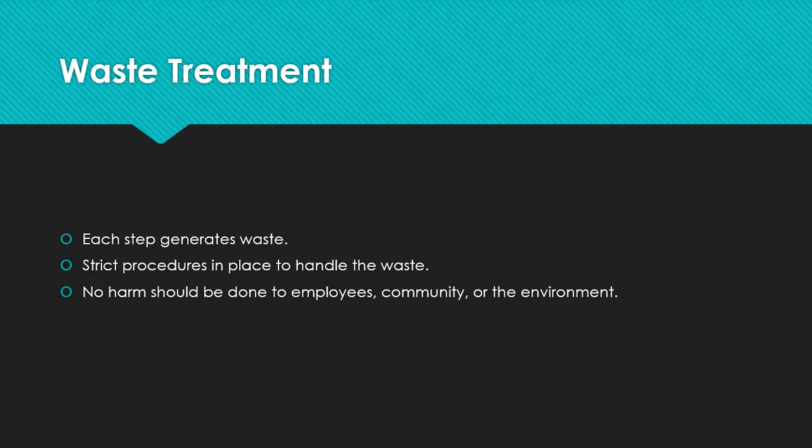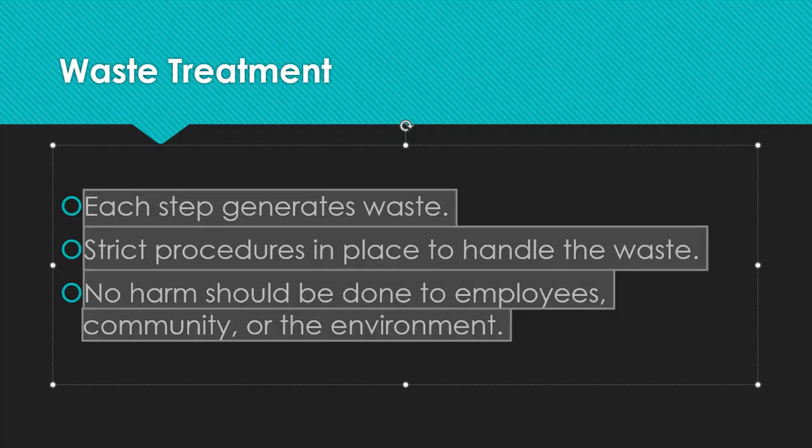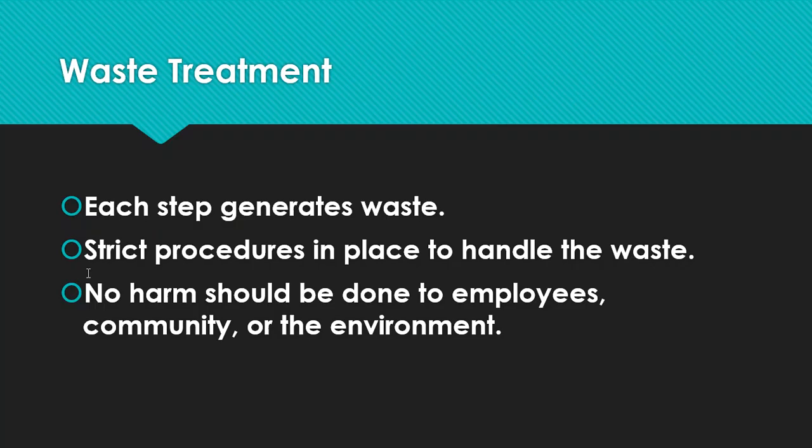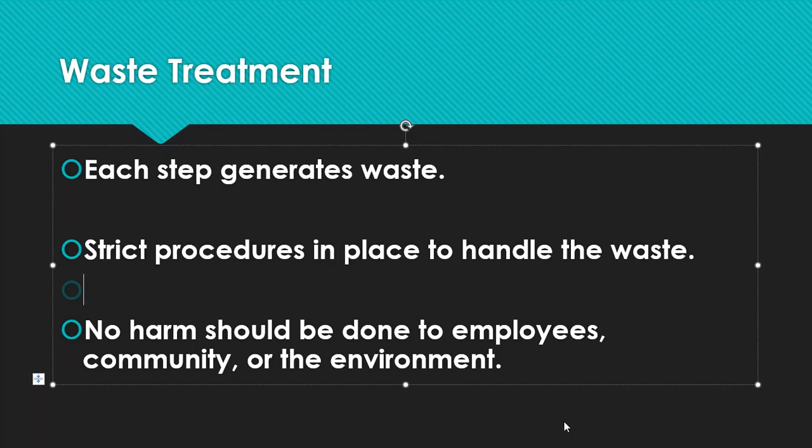So waste treatment, let's start here. First off, each step generates some type of waste. If we are not very careful, we are going to forget that, and we are going to ignore that waste is a problem, and we just kind of get rid of it after that point, and we don't think anything of it. That could be bad. So every step in the biomanufacturing process does generate some type of waste that needs to be taken care of. Absolutely it does. So how do we do that?